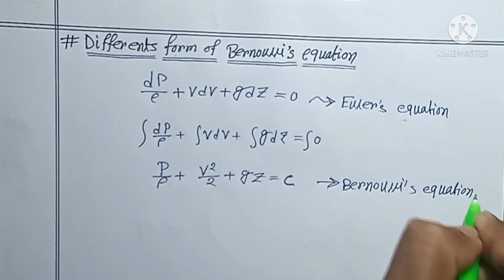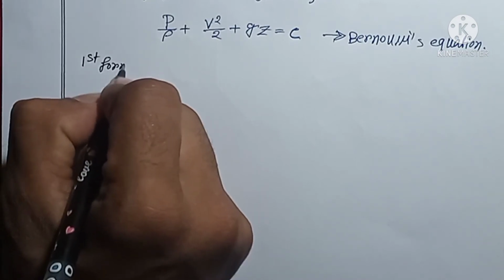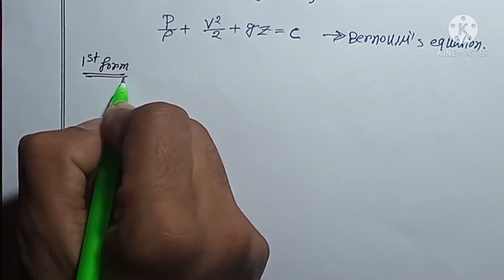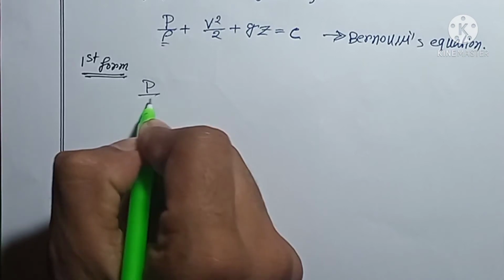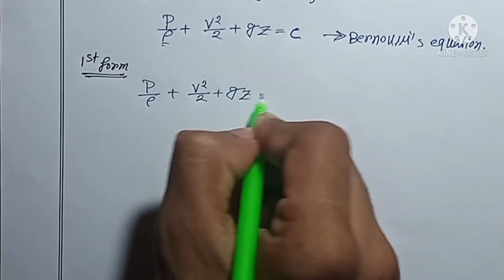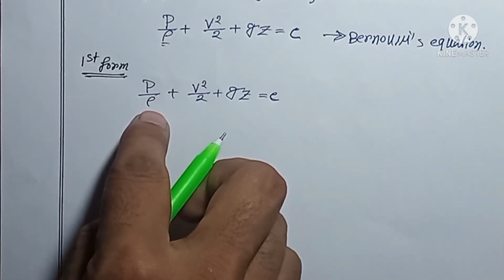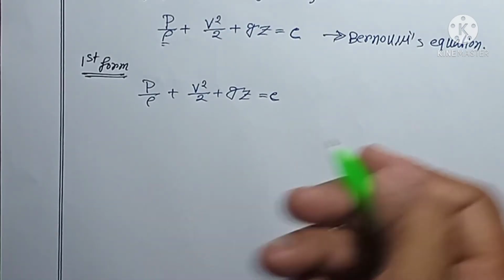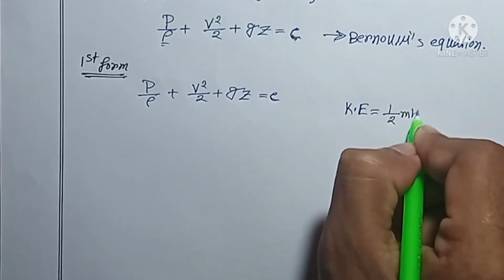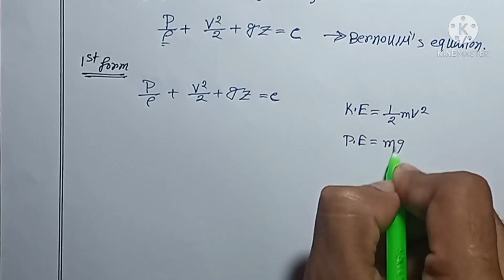Now let's take a look at the first form of Bernoulli's equation. The first form is nothing but this one. If I write it here once again, p by rho plus v square by 2 plus gz is equal to constant. Now we have to confirm in terms of which we write down this equation. As we know, kinetic energy is written as half m v square. Similarly, potential energy can be written as mgh.